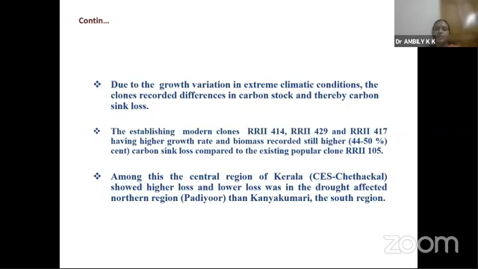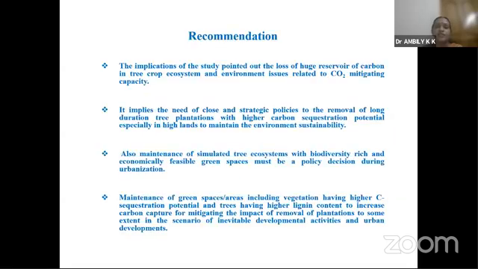Among the regions, the central region of Kerala, Chethackal, is showing higher loss, and lower loss was in the drought affected northern region, Padiyur, than Kanyakumari, which is the southern region. And there are some points to be given as recommendations.